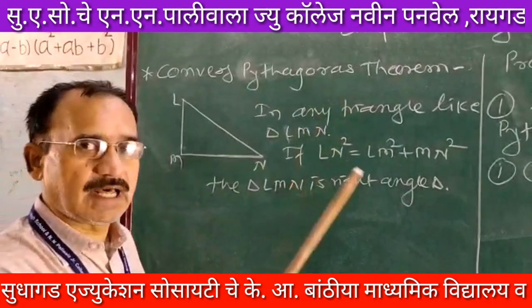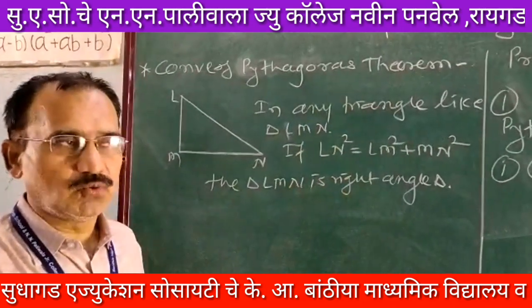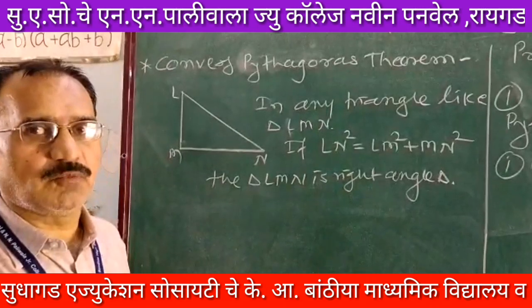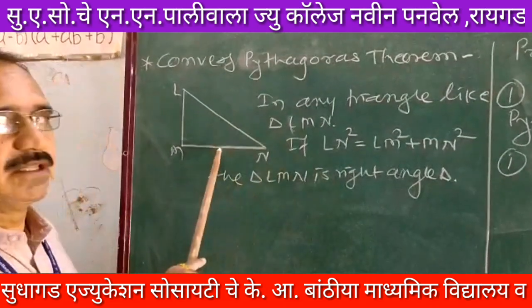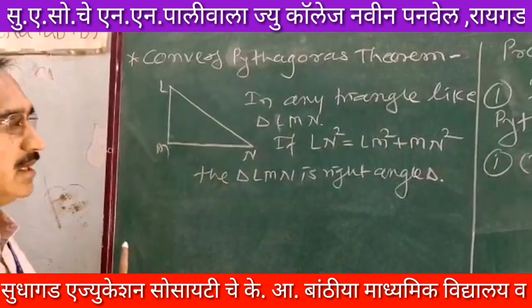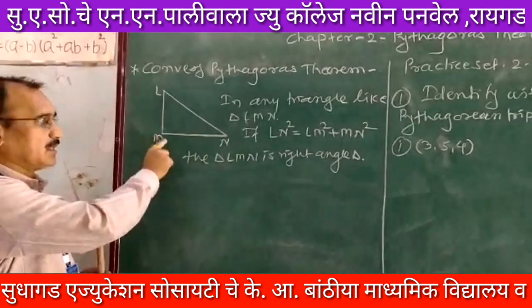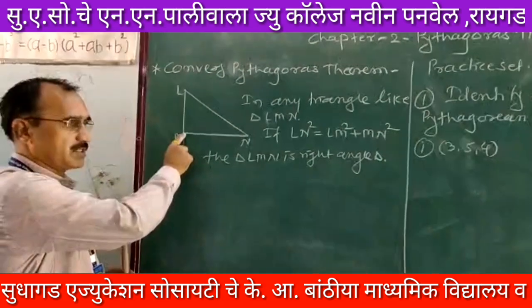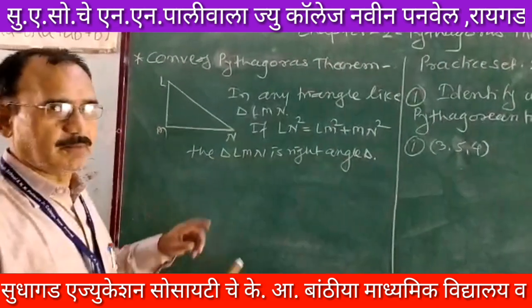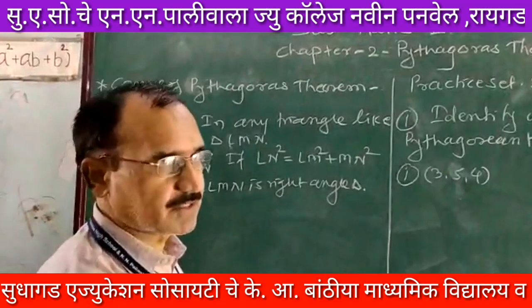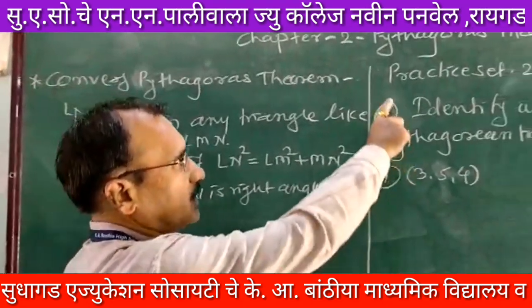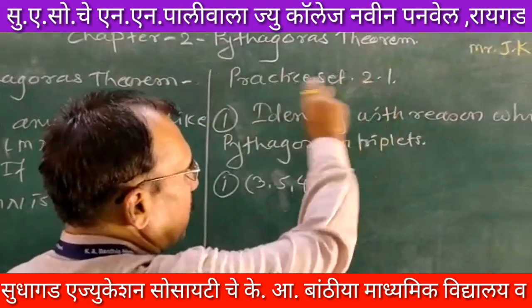If the square of the largest side is equal to the sum of squares of the remaining two sides, then the given triangle is a right angle triangle. Then we can write here the sign of right angle. Without a right angle triangle we cannot show this sign here. Now, on the basis of this theorem and converse of this theorem, we can solve practice set 2.1.